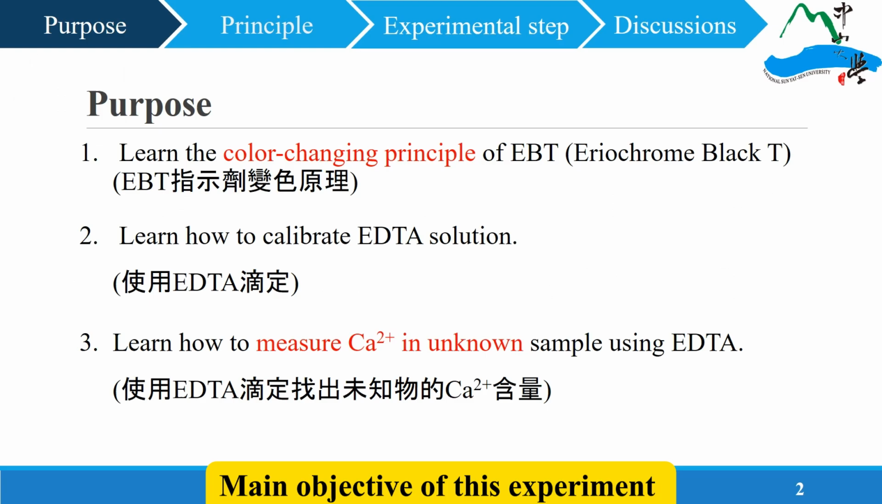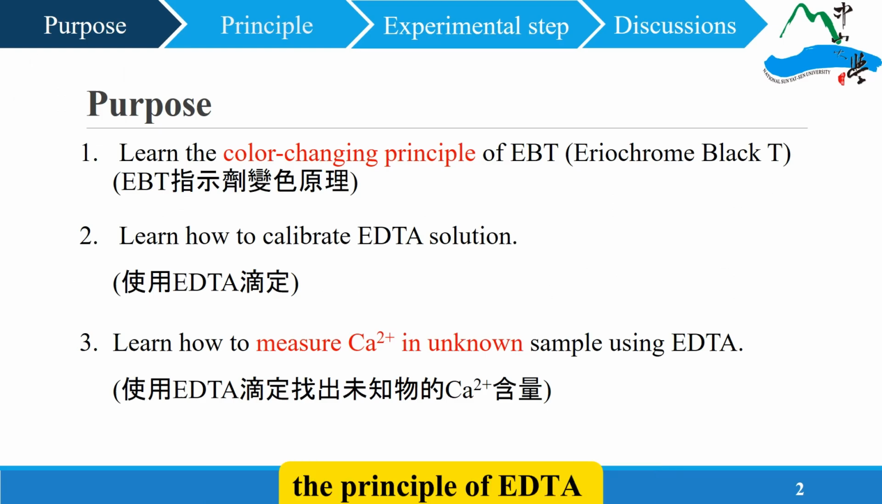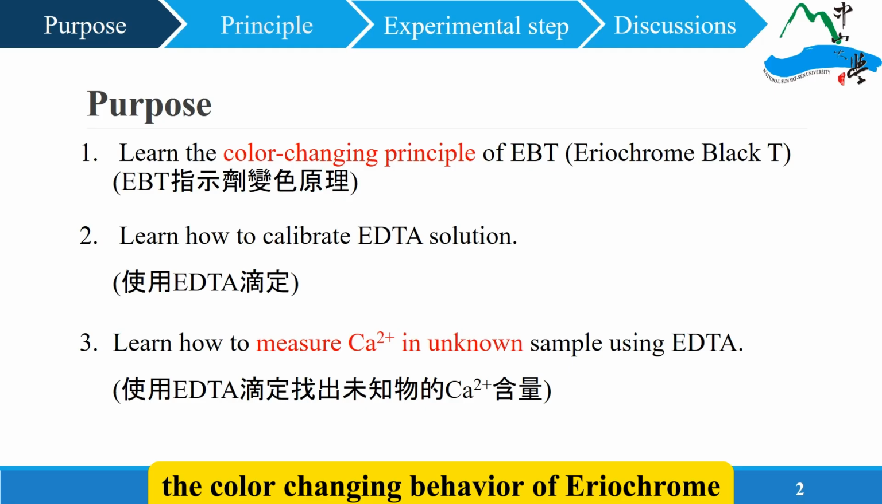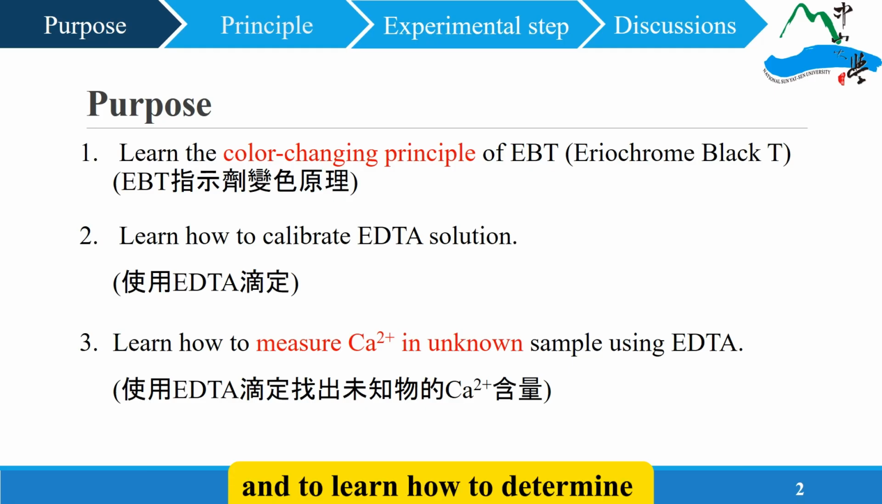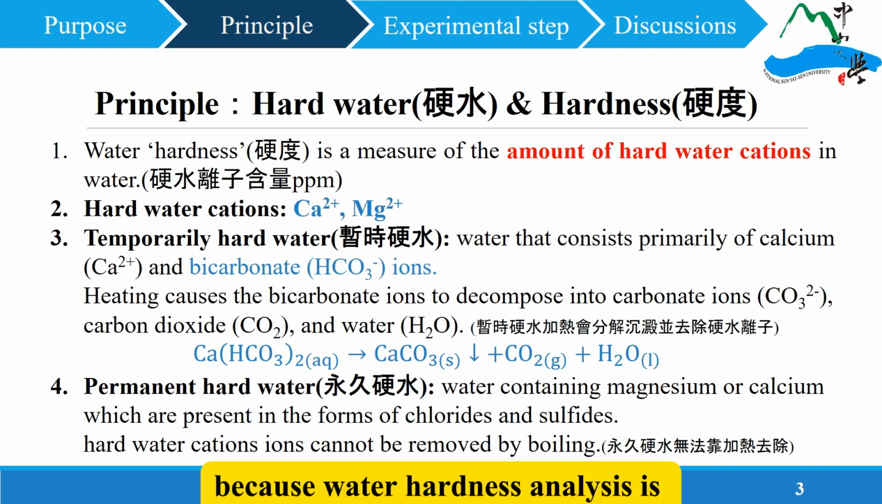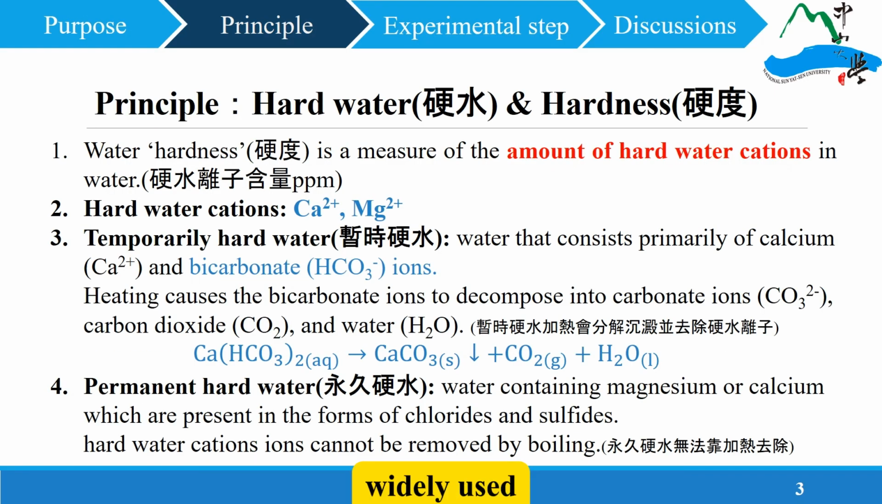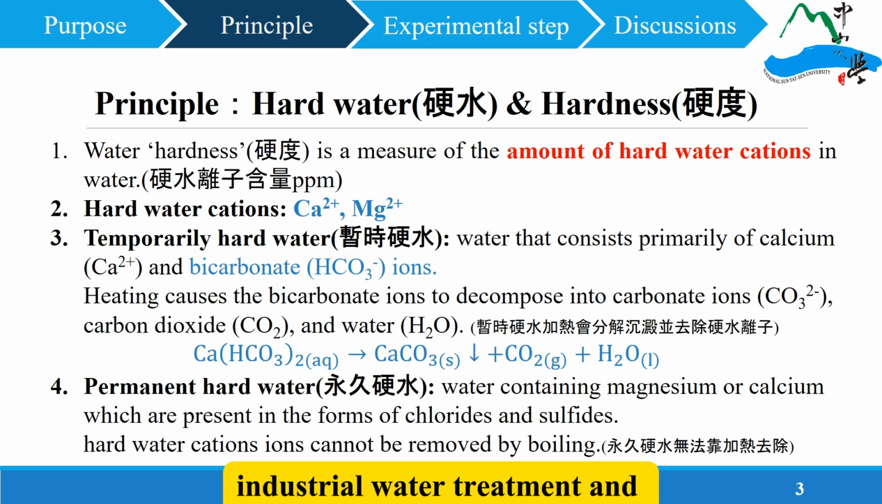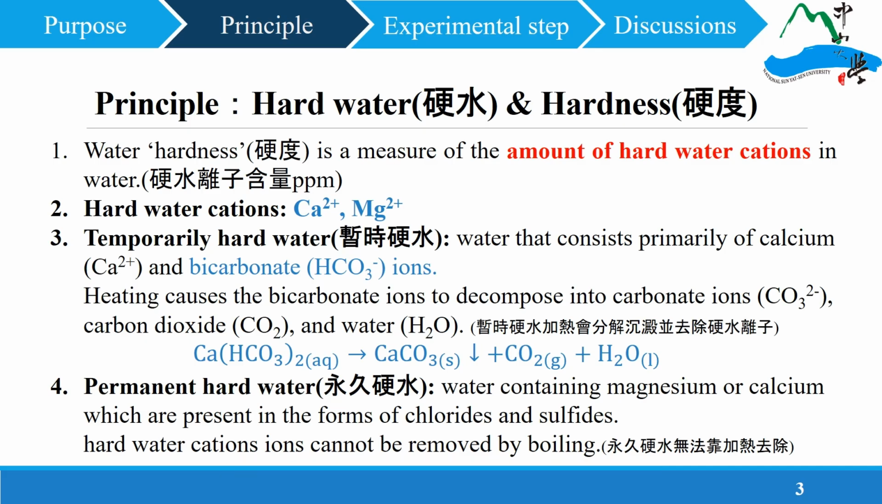The main objective of this experiment is to understand the principle of EDTA complexometric titration, the color-changing behavior of Eriochrome Black T indicator, and to learn how to determine calcium ion concentration in an unknown sample using a standardized EDTA solution. This experiment is very important in analytical chemistry because water hardness analysis is widely used in environmental chemistry, industrial water treatment, and quality control.